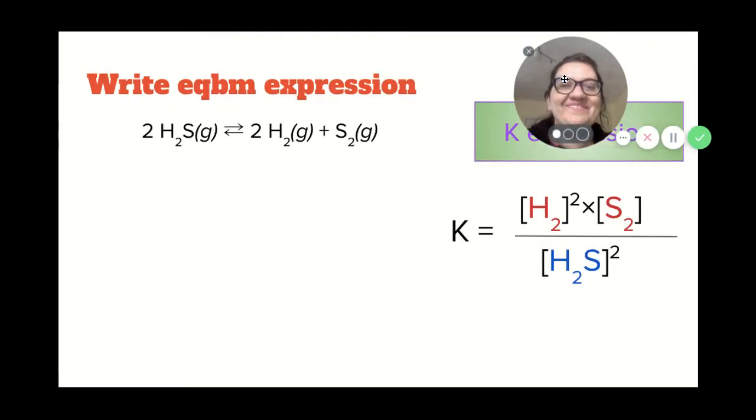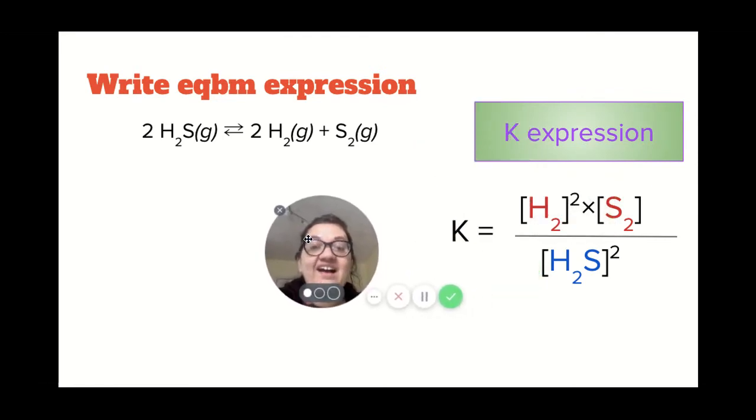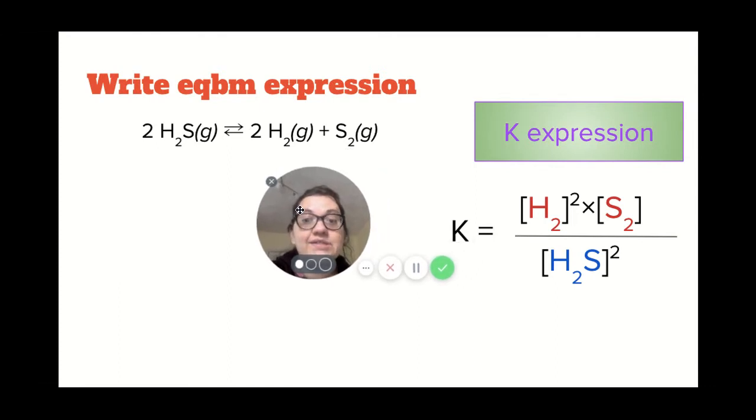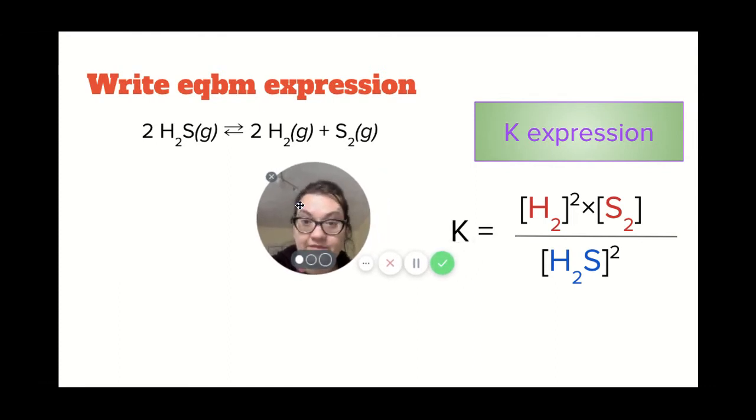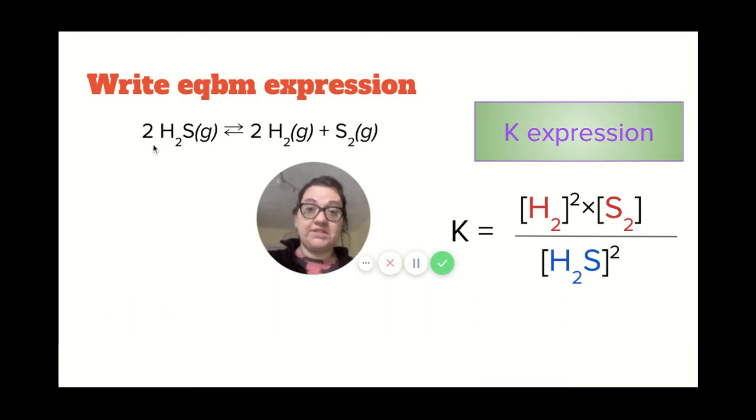Okay, so my value for the K expression is the concentration of hydrogen gas squared, because of the coefficient of 2, times the concentration of S2 over the concentration of hydrogen sulfide squared, because of this coefficient. That's it. 1 point on the AP. Woo-hoo.